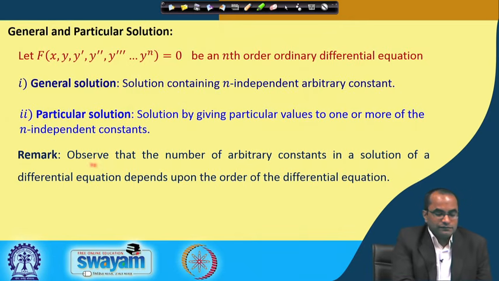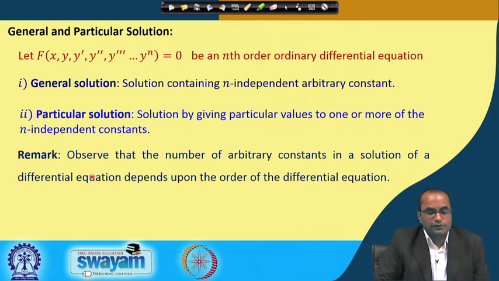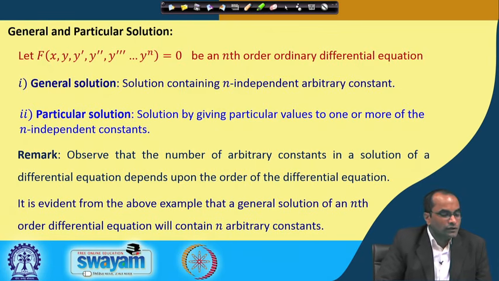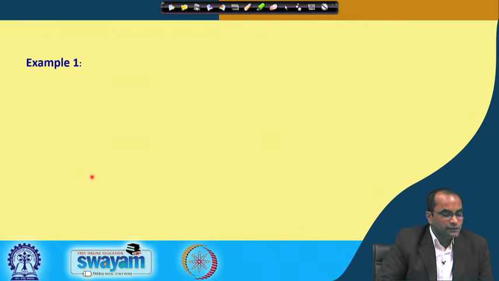And as we discussed already, the number of arbitrary constants in a solution of a differential equation depends on the order of the differential equation. Indeed, we have seen at least through the examples that a general solution of nth order will contain n arbitrary constants. Okay, so now let us go through the examples.